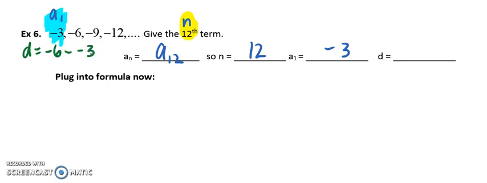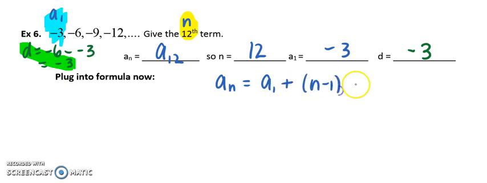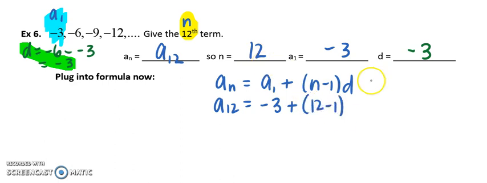Don't go messing up the negatives. Watch out for the negatives. So negative 6 plus 3 is going to be negative 3. So right there, that's your difference. We're going to write down the formula. A sub n equals a sub 1 plus n minus 1 times the difference. We're going to do some plugging and chugging. A sub n we said is a sub 12. A sub 1 they said is negative 3. N they said is 12. The common difference here is negative 3.